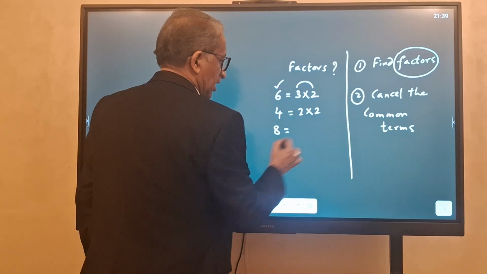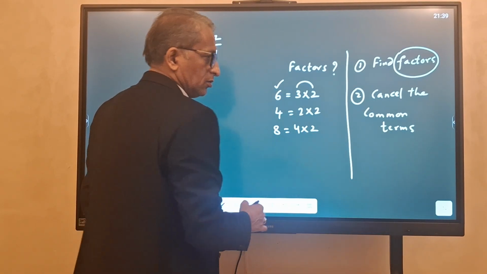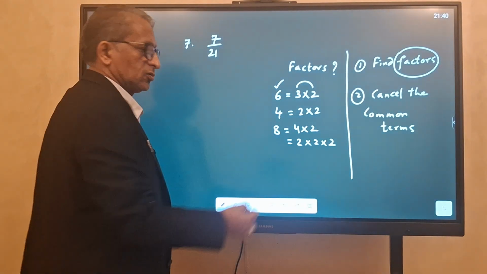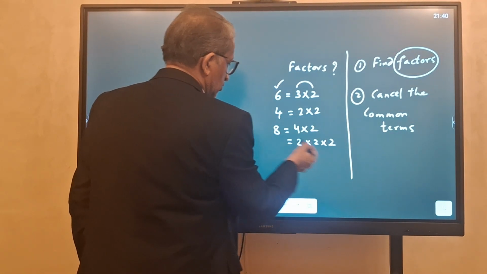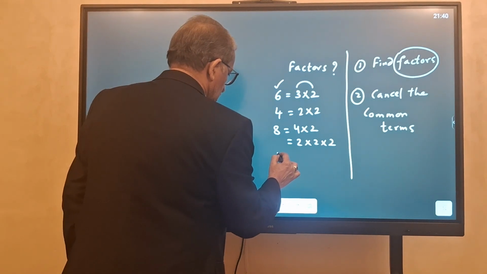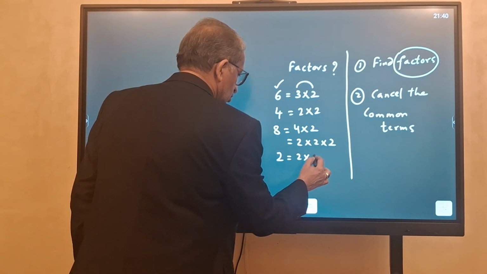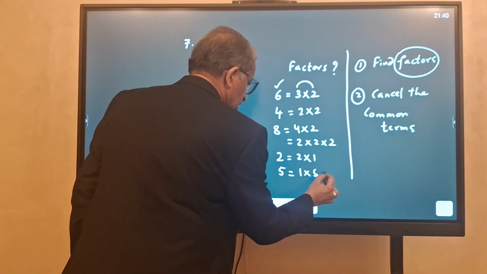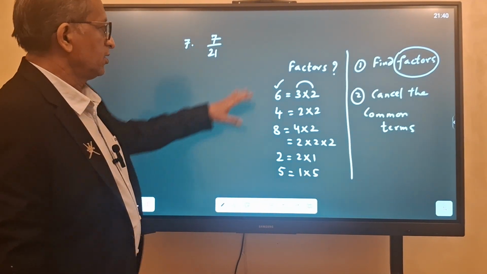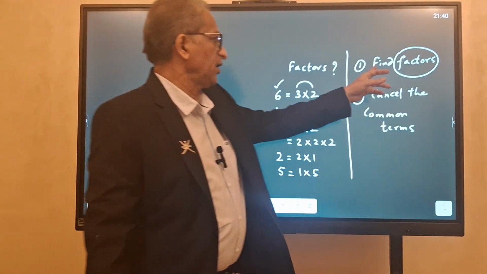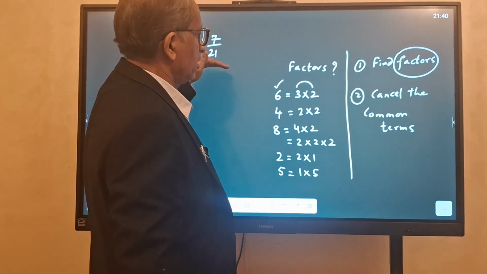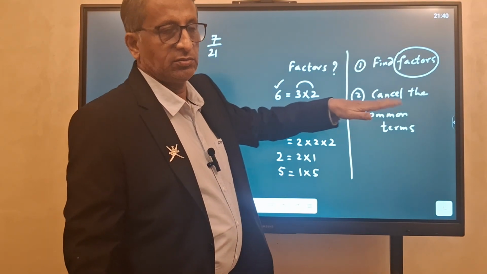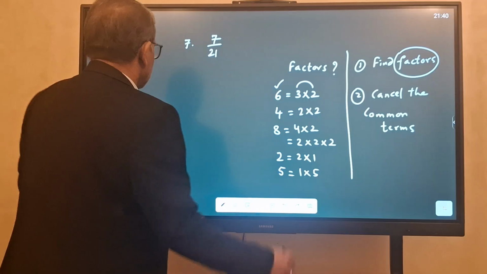What are the factors of 8? It is 4 and 2, or you can write 2, 2, 2. So 4, 2 are the factors, and 2, 2, 2 are also the factors. What are the factors of 2? 2 and 1 only. What are the factors of 5? 1 and 5 only. So these are all called the factors. Find the factors of the numerator and denominator, cancel the common terms, that is, which are present up and down, then you have simplified it.